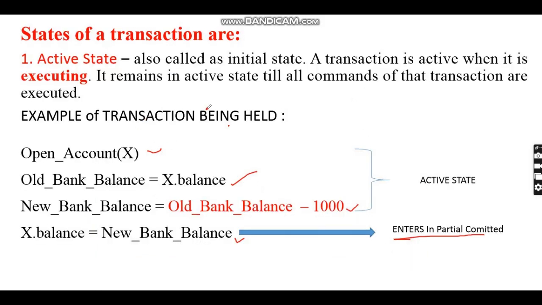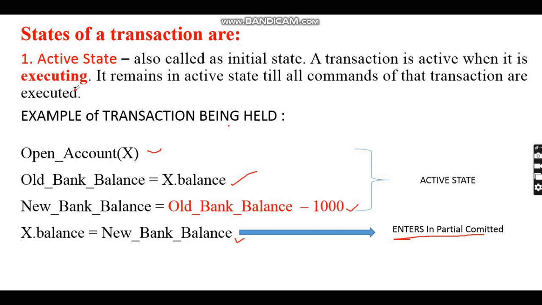The active state is also called the initial state. A transaction is active when it is executing. It remains in the active state till all commands of the transaction are executed. So basically, what is an active state? It is nothing but the initial state of your transaction. We say that a transaction is in the active state while it is executing.